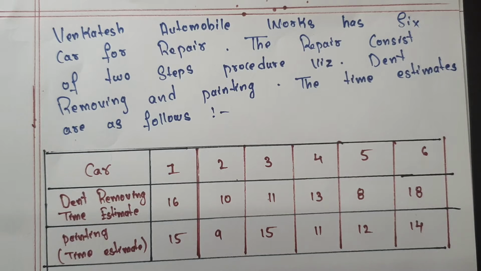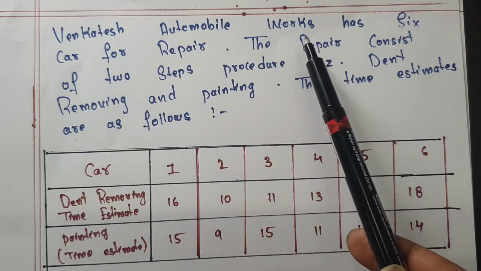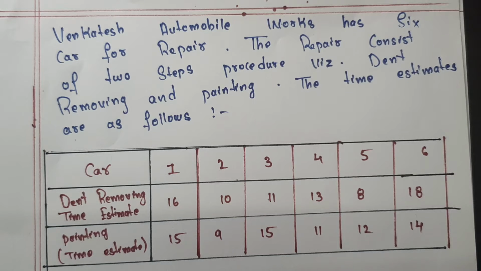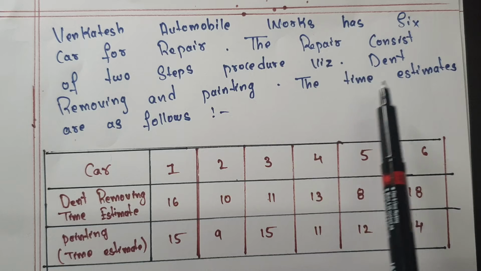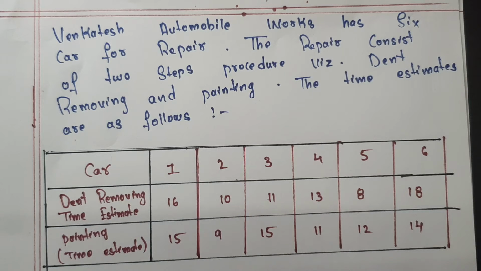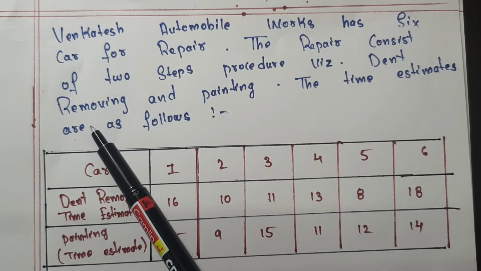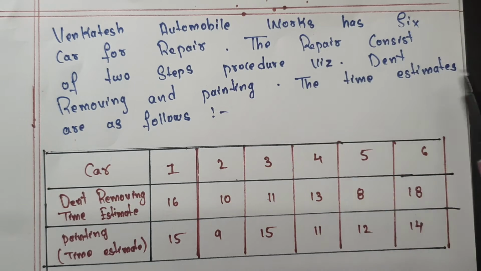The first problem is given. Venkatesh Automobile Works has 6 cars for repairs. Venkatesh is the name of the person, having an automobile garage, and 6 cars came to that garage for repairs. Each car consists of a two-step procedure: dent removing and painting. Wherever the dent is there, first we have to remove the dent, after that we go for the painting.